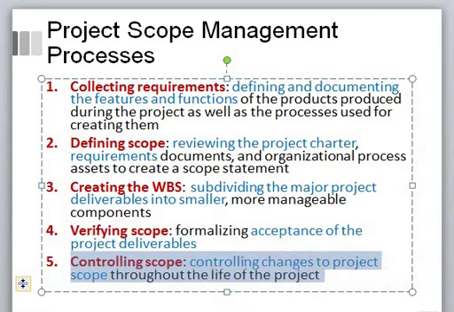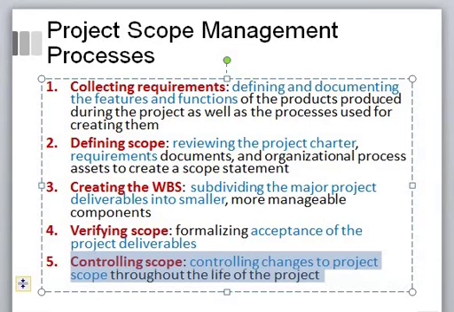The last process of project scope management is called controlling scope. Controlling changes to the project scope throughout the life of the project is called controlling scope. Monitoring and controlling the process of change to the project scope throughout the life cycle of the project is called the controlling scope process.